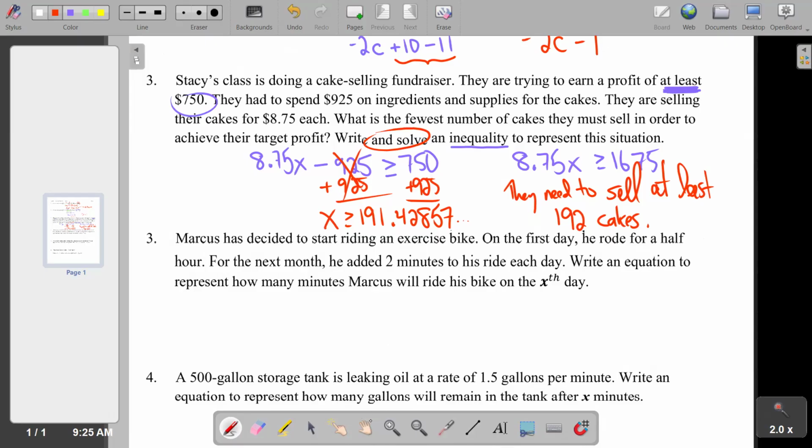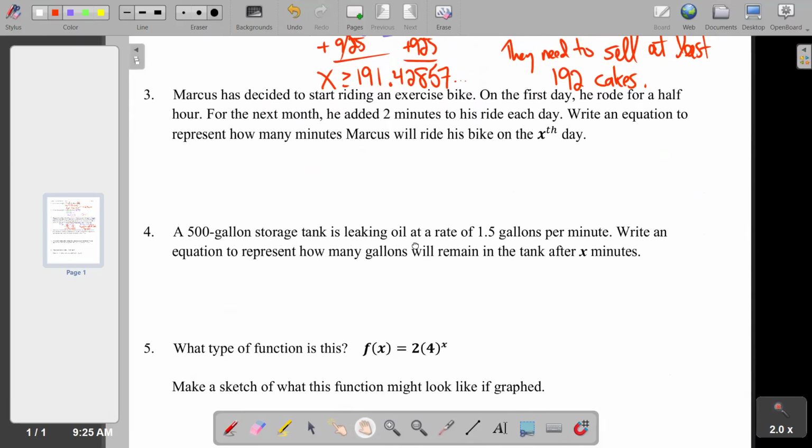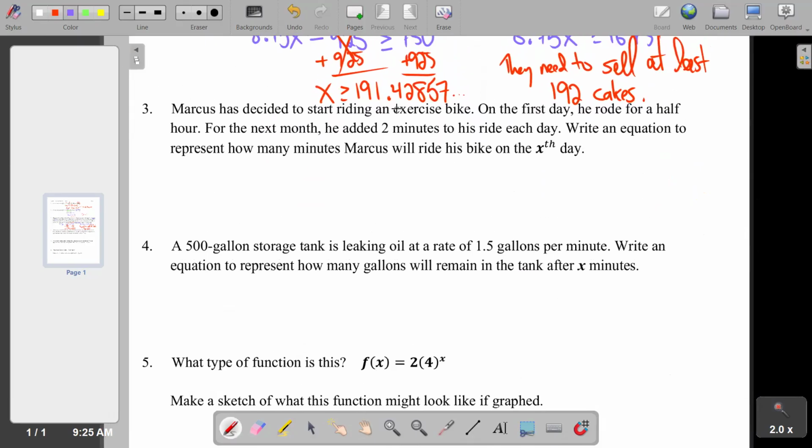The next question, 3, should be short and sweet. This one takes not very long at all. It's very quick. Marcus has decided to start riding an exercise bike. You've seen this problem before. It was a piano problem before. And the next time you see it, I'll change it again. Maybe someone jogging or something like that, or practicing the violin, who knows?